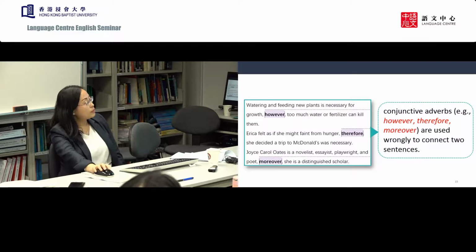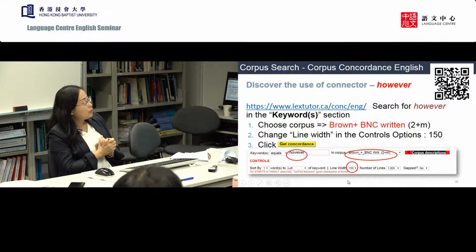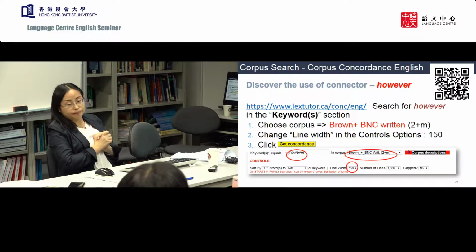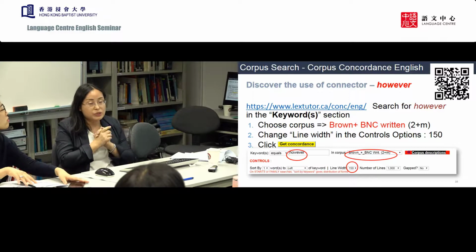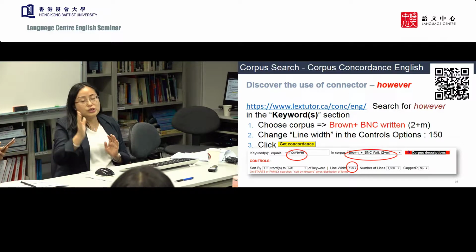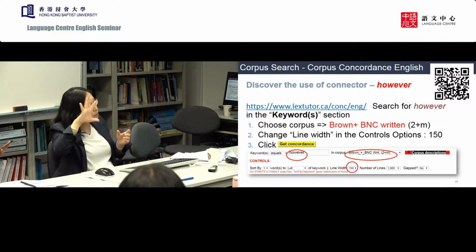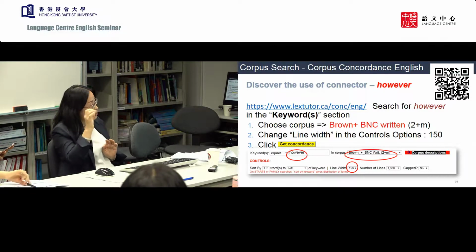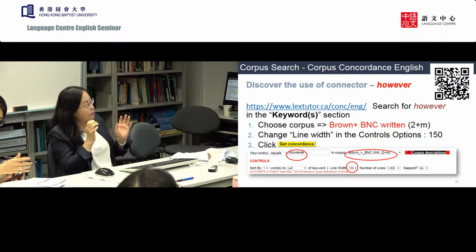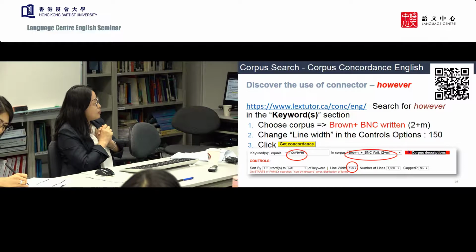So the conjunctive adverbs are wrongly used to connect two sentences. Okay, so we will ask students to search "however" in the LexTutor and ask them to observe the usage patterns. Each usage pattern is associated with something, so try to summarize the use patterns of "however". And based on the use patterns, we can convincingly show them that "however" is rarely used as a connector in English. So this is my purpose.